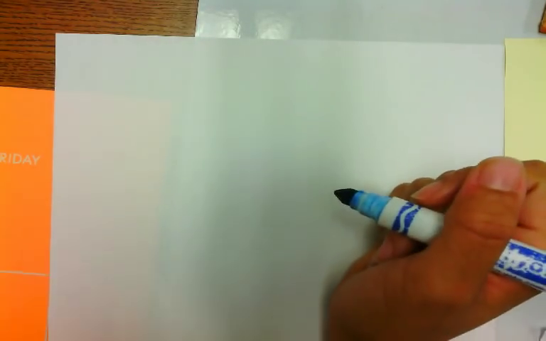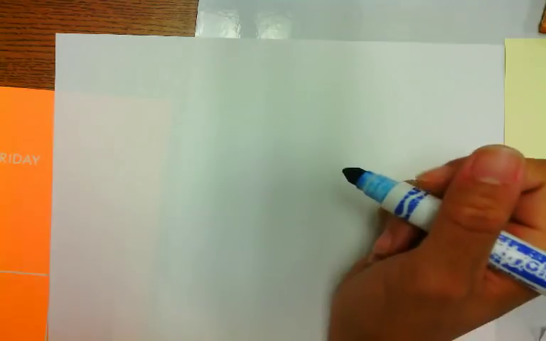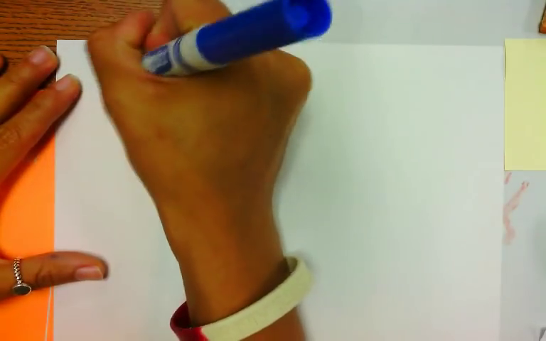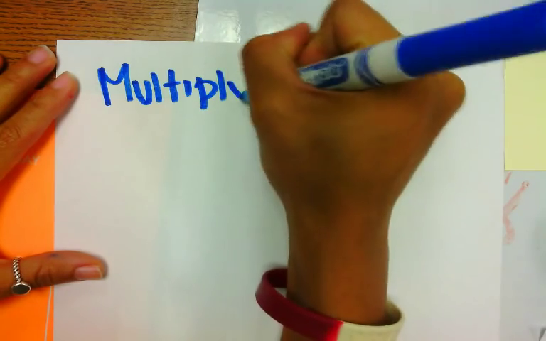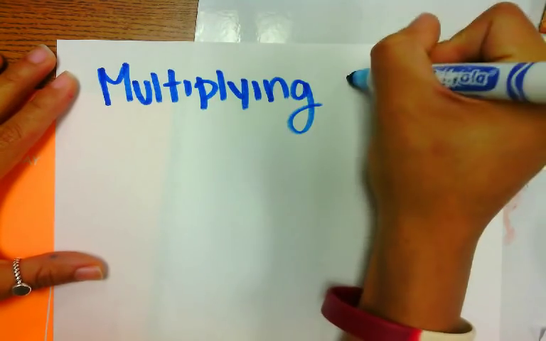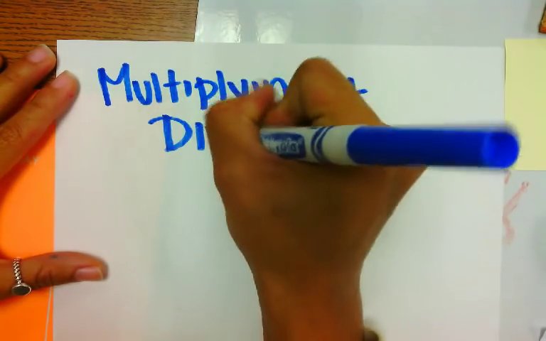Alright, so these are going to be your multiplying and dividing notes. So make sure you get out your notebook and then copy all this stuff down. So your title is multiplying and dividing.